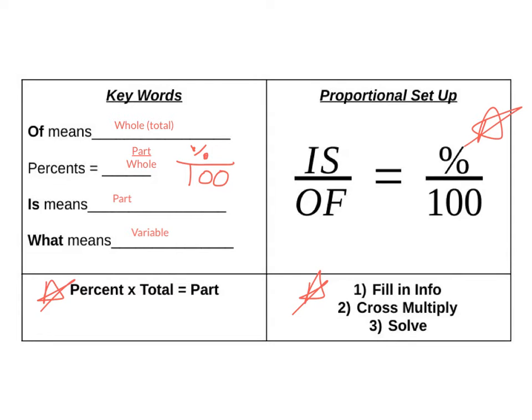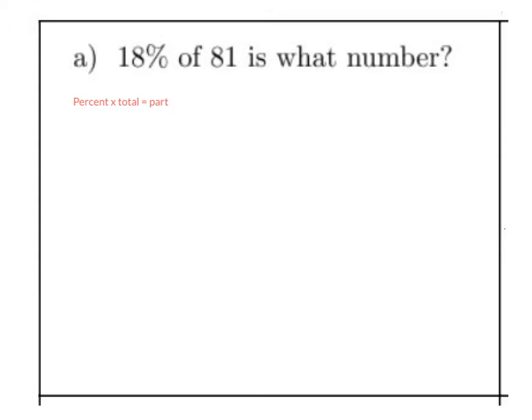Now if we're using proportional, that means we're going to cross multiply to solve. Otherwise, if we're looking at the equation, use what we know about equations to use your inverse operations to solve. So let's take a look at a few examples. Now when we look at option A, we're going to look at both ways to set this up, and then you'll make a decision which one you want to use moving forward.